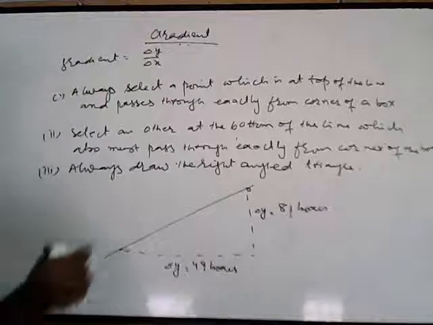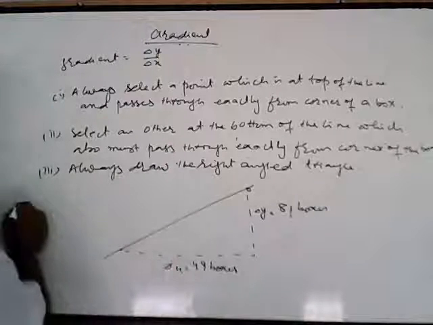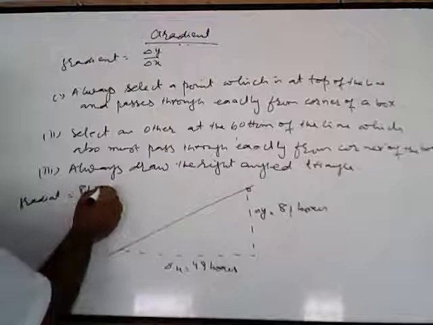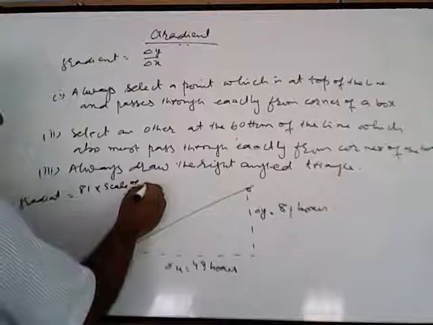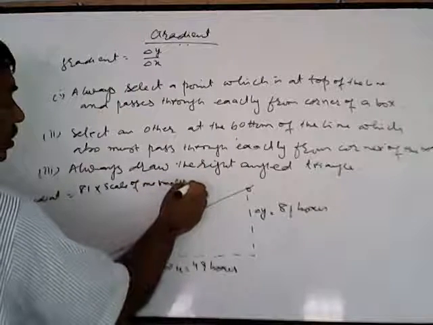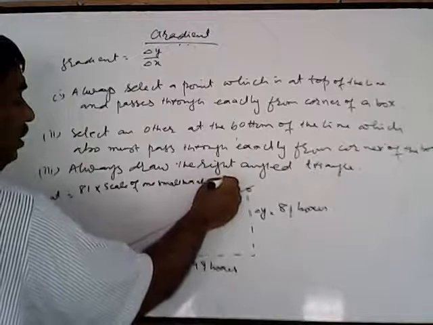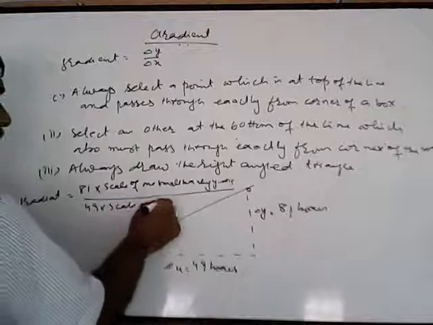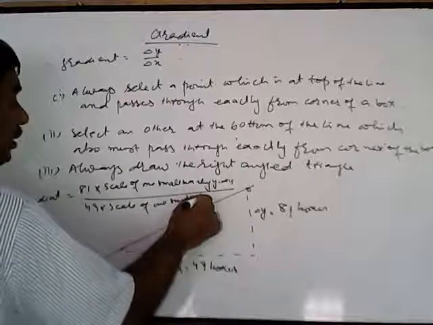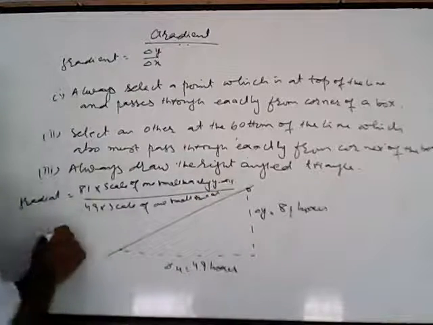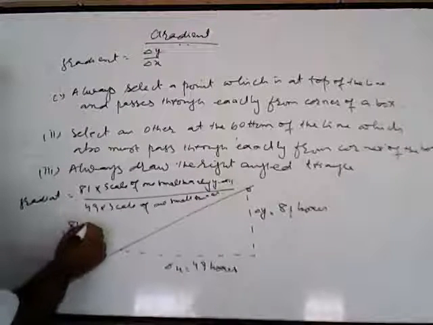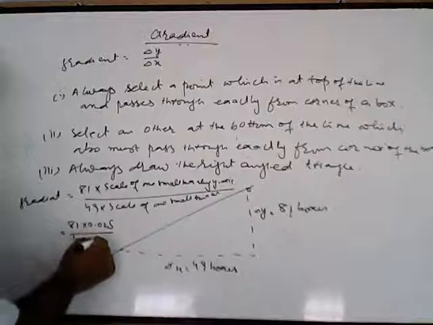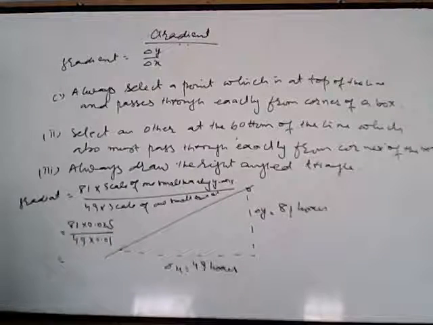So now what is the gradient? This is delta x, sorry. So gradient will be equal to 81 boxes multiplied by the scale of one small box along the y-axis, divided by 49 into the scale of one small box along the x-axis. Suppose my scale is 0.025 for 81 small boxes, and for 49 I will take, suppose, 0.01. So this will be the gradient, and this is the positive gradient.